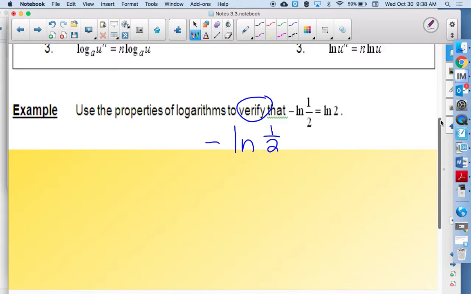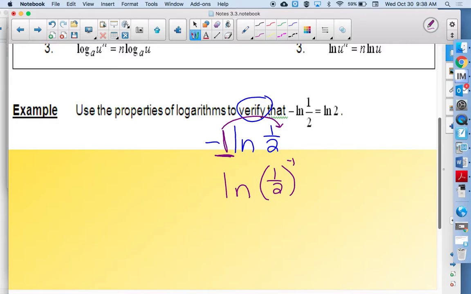So this -1 right here, she said we can move and make it an exponent. So I have the natural log of 1/2. We're moving the -1 and making it an exponent. That's property number 3. So those properties go back and forth. So I have a number being multiplied, I can move it back in exponential form.